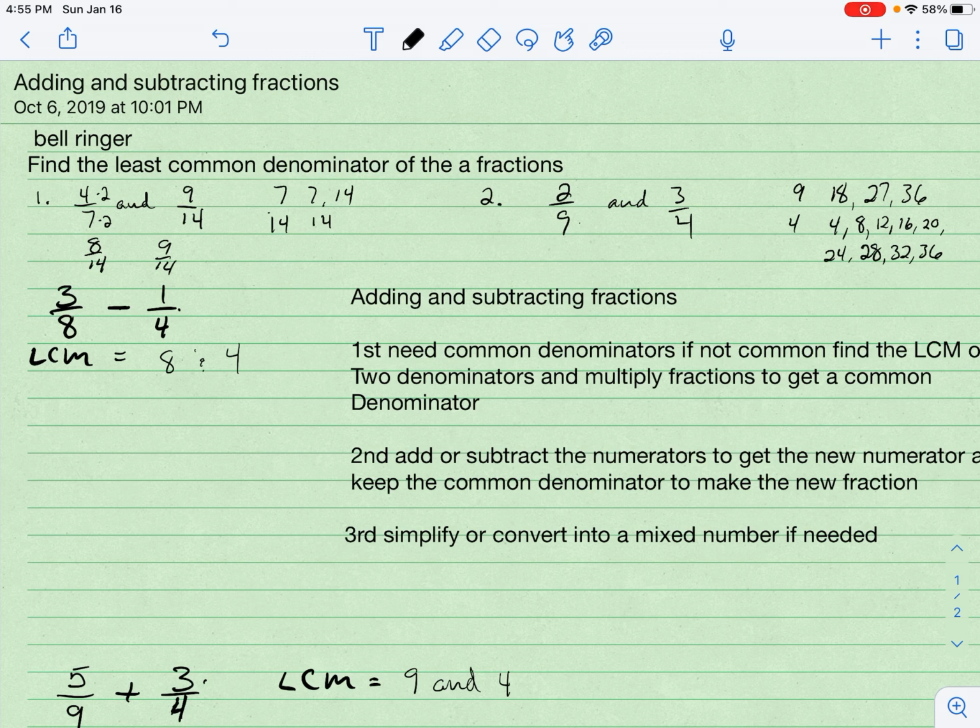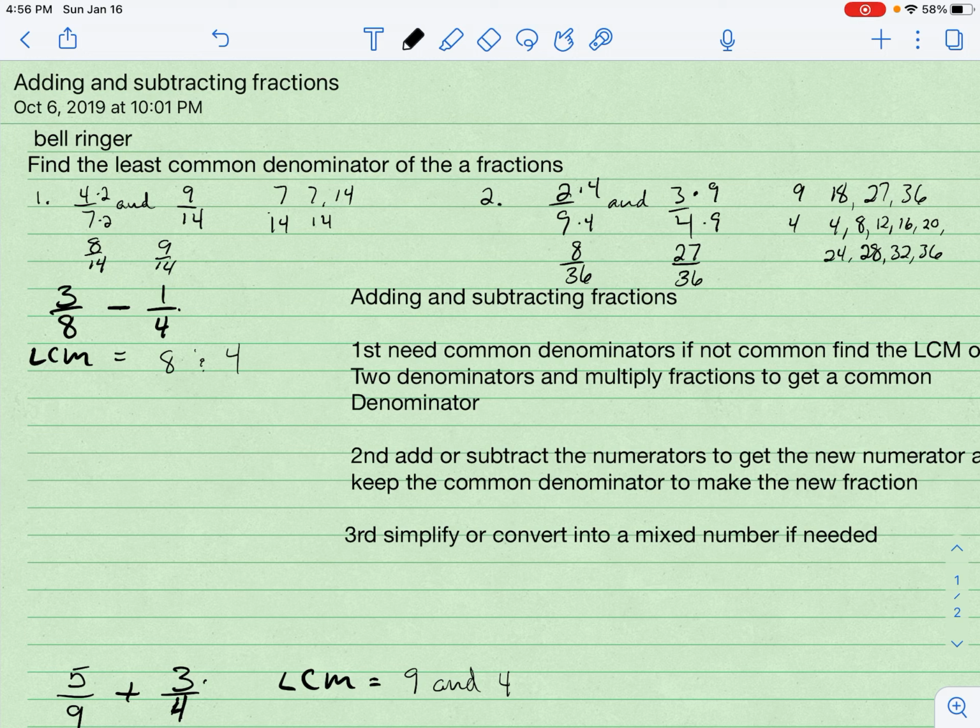So 9 times 4 gives us 36. So this would be 8/36. And then 9 times 4 is going to give us 36. So we multiply the 3 and the 4 by 9. So that's going to give us 27/36. So now we could add or subtract these together.